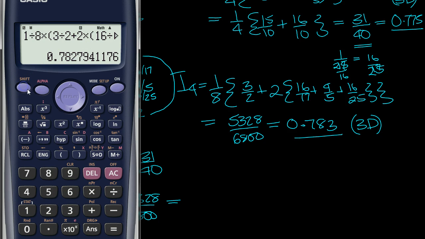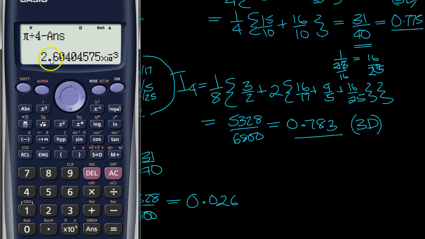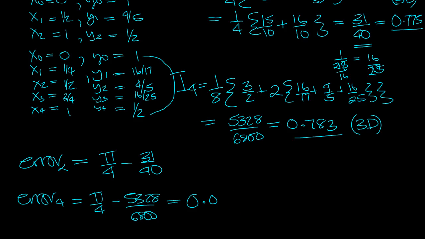So we could tap that one out first. It'd be pi divided by 4 minus the answer, and that gives 2.6 times 10 to the minus 3, so it's 0.0026. Yeah, times 10 to the minus 3. Let's have a look at the calculator again. I always get slightly confused. So move it back 3 times, once, twice, 3 times. So it's 0.00, we need another 0, and it would be 0.0026. And to 3 decimal places, it would be 0.003.